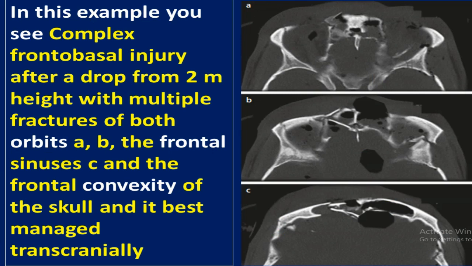In this example, you see a complex frontobasal injury after falling from 2 mm height with multiple fractures of both orbits, frontal sinuses, and frontal convexity of the skull, and it's best managed transcranially.